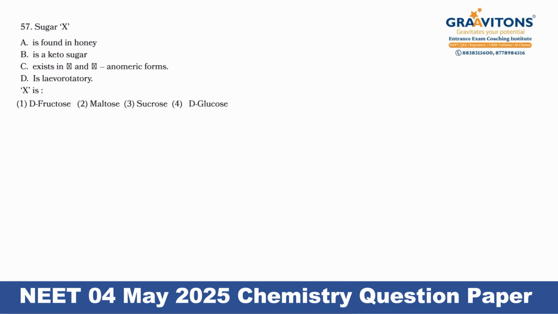The 7th question, this is also a very direct question from your biomolecules. That is, option A is fructose. This sugar X is found in honey. In honey, we know the main ingredient is fructose, around 30 to 44%. Isn't it? Fructose. And of course, in fructose we have a keto group which is present among the 6 carbons. And this exists in alpha and beta anomeric forms. So both the things in the cyclic form, we know that very clearly.